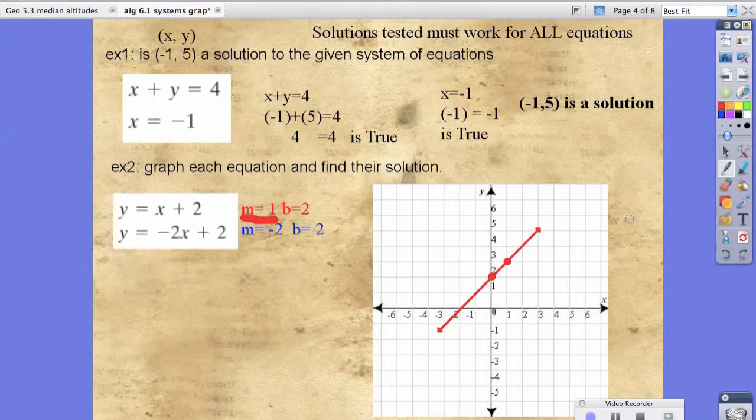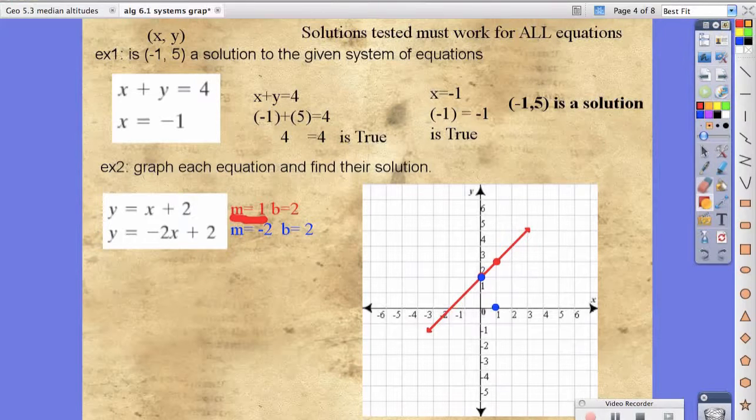Blue, the y-intercept is also at 2. And the slope is negative 2. That means rise negative 2, so down 2 and run 1. And once again, we're going to draw our line.